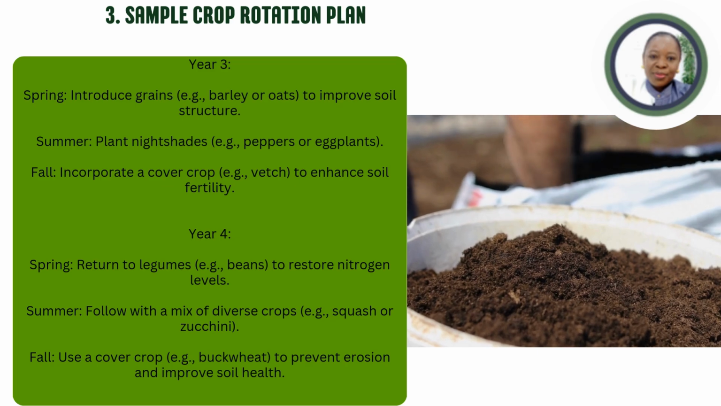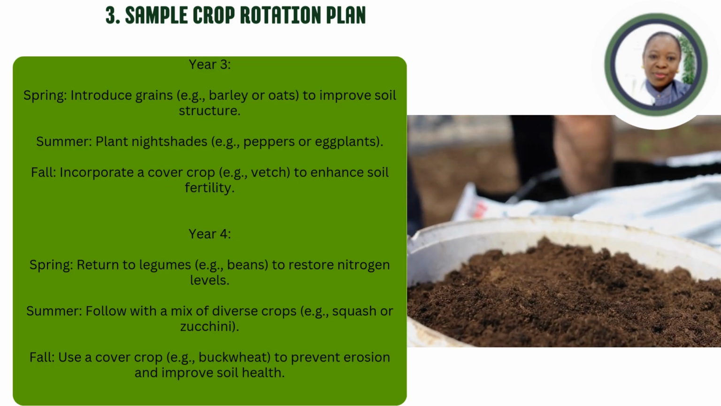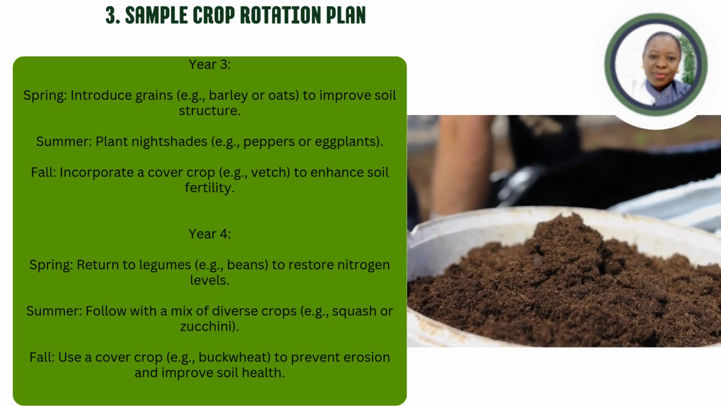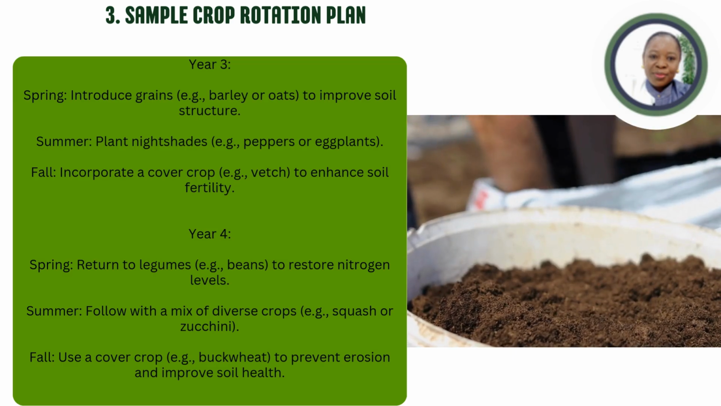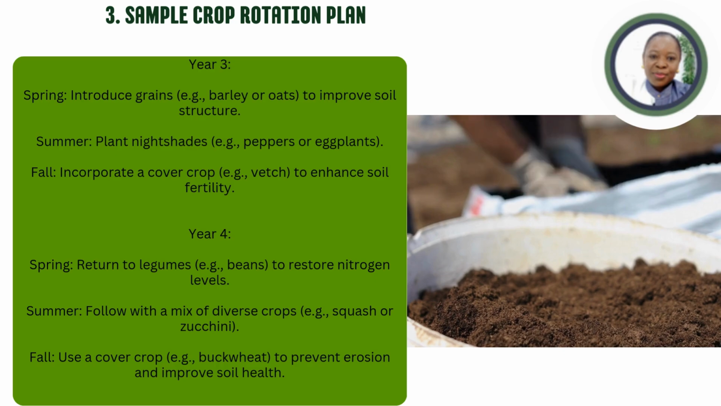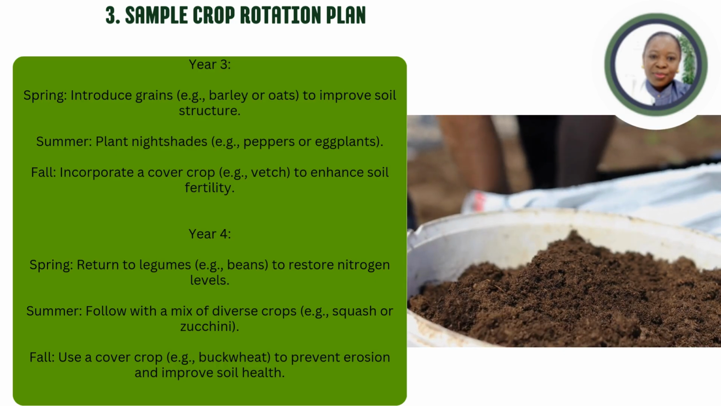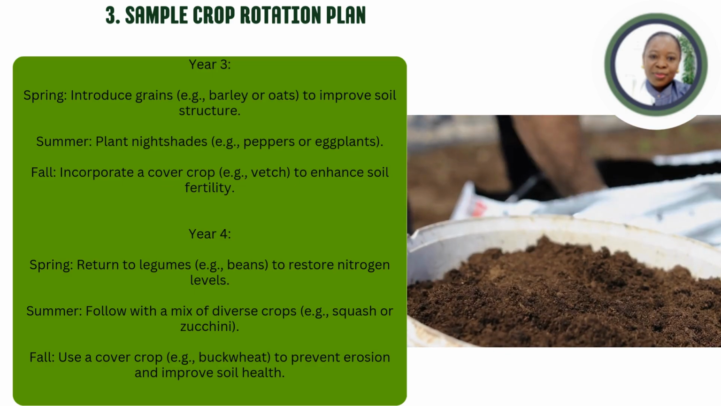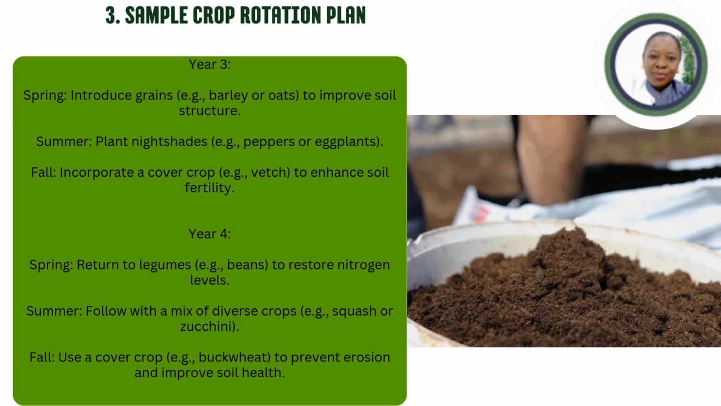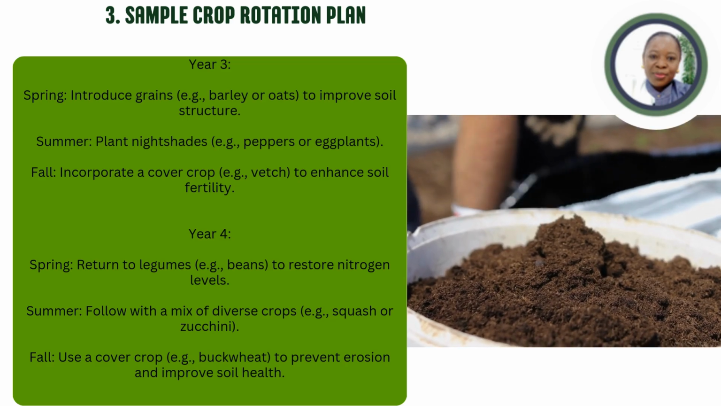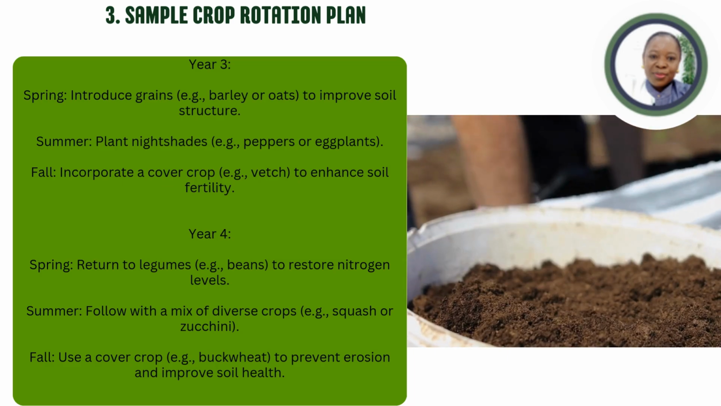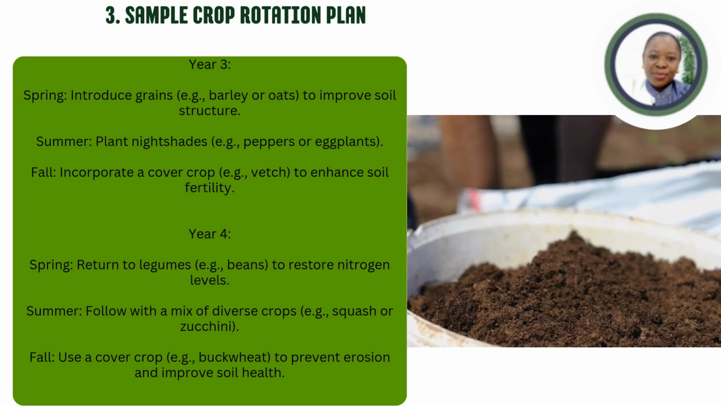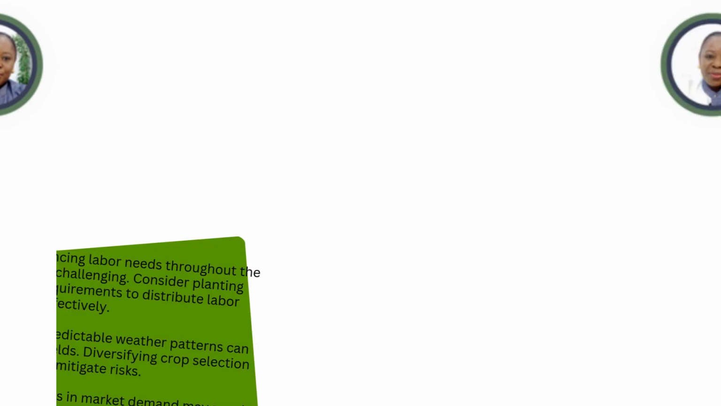In summer, plant nightshades, for instance, peppers or eggplants. And in fall, incorporate cover crops such as vetch to enhance soil fertility. Then year 4, in spring, return to legumes such as beans to restore nitrogen levels. In summer, follow with a mix of diverse crops such as squash or zucchini. And in fall, use cover crops such as buckwheat to prevent erosion and improve soil health.